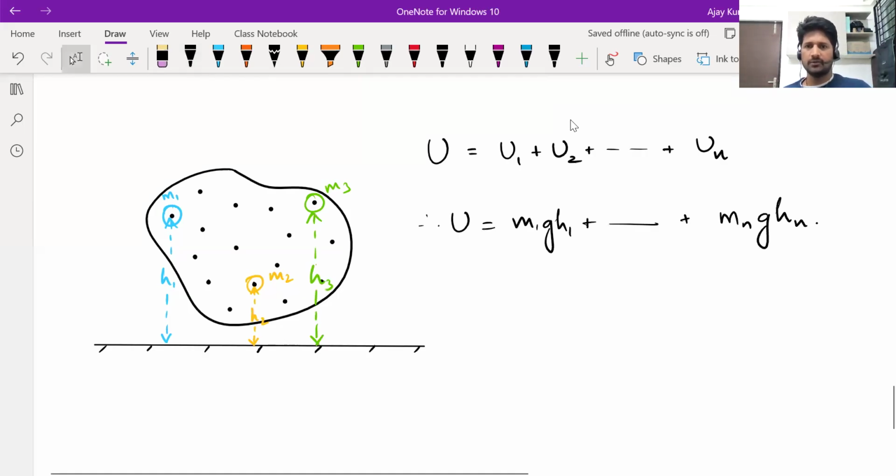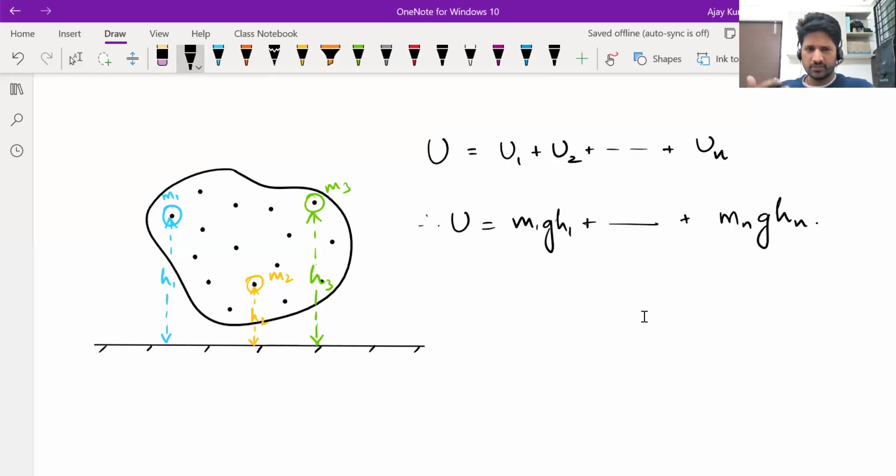Is this step clear to all of you? Aishwarya, did you understand? Yes, sir. And did you understand why the answer is not 0 for the person standing on the ground? Yes, sir. All the mass is not at 0 height. Okay, fine.